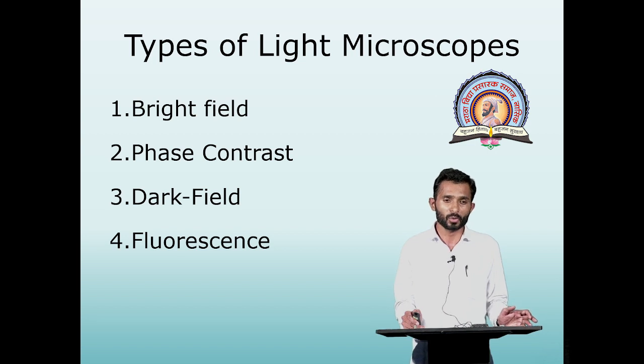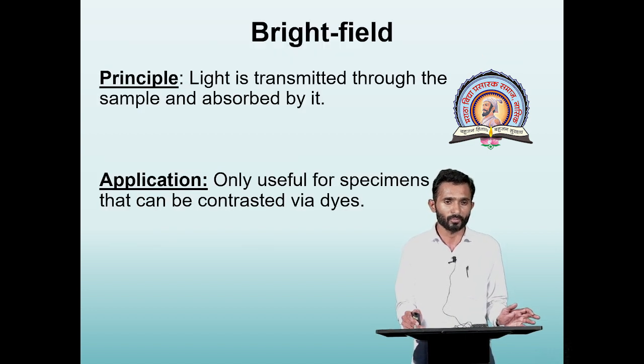Light microscopes are differentiated on the basis of which kind of light source is used for viewing the object: bright field, phase contrast, dark field, and fluorescence light microscopes.